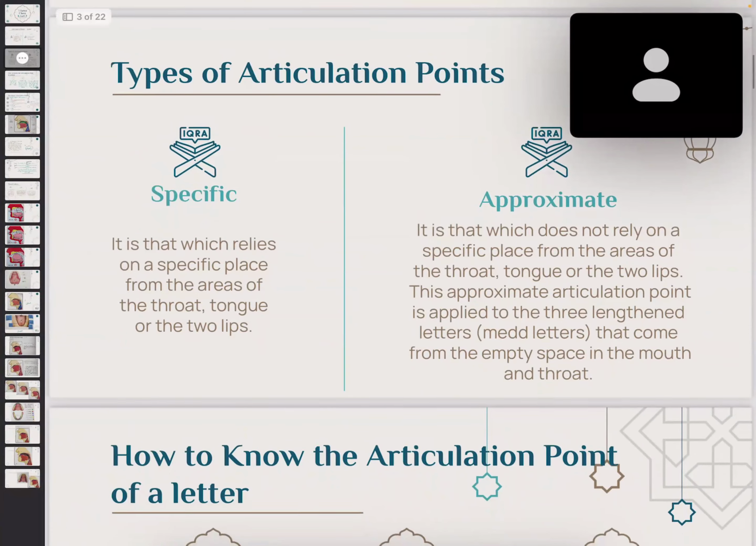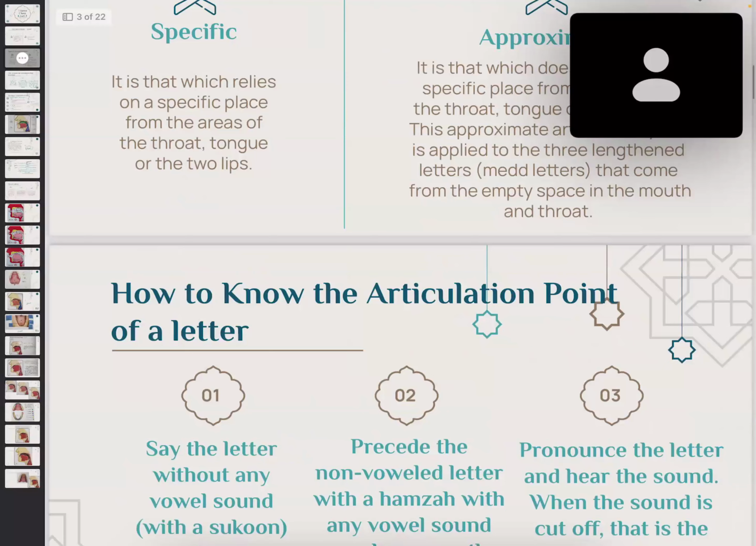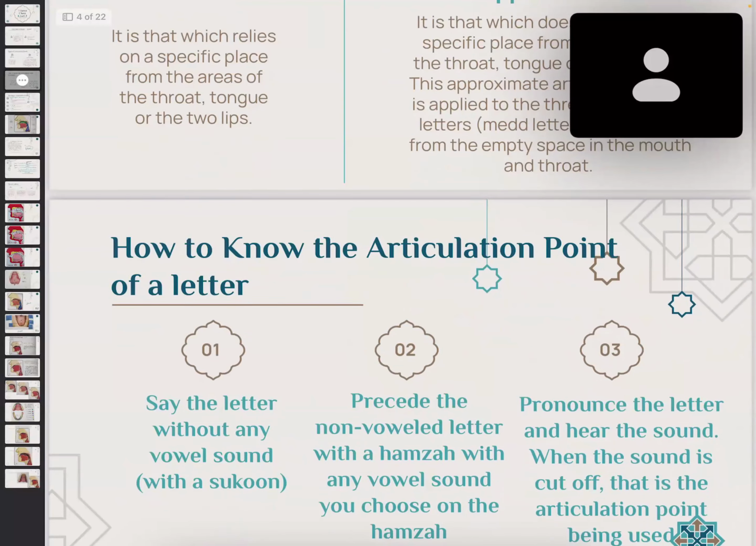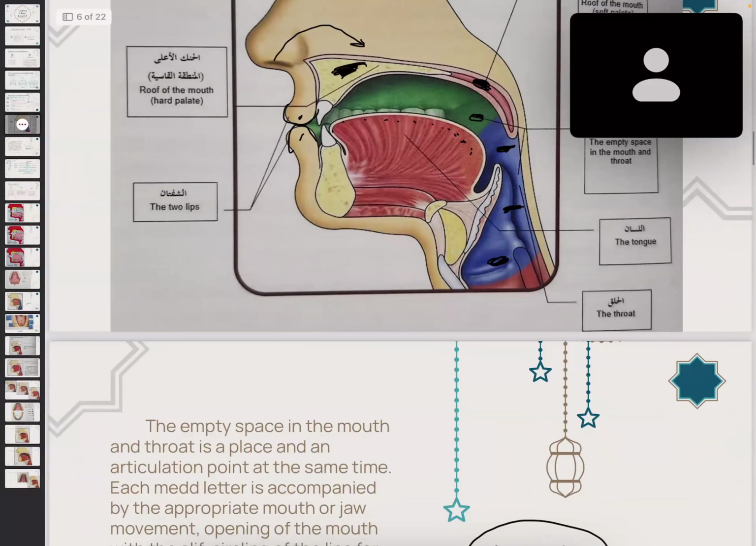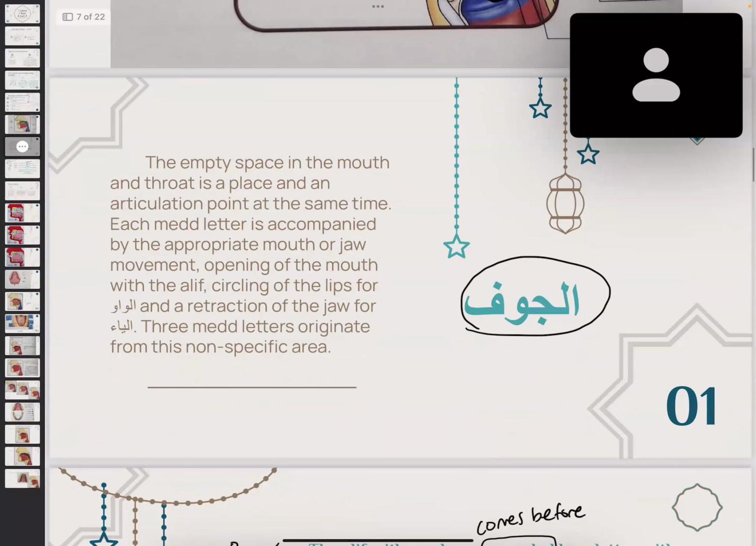The first one we will review is al-jawf. Al-jawf is the empty space in the mouth and throat, and it's the articulation point for each mad. We have 3 letters that come from al-jawf. They are alif, waw, and ya.